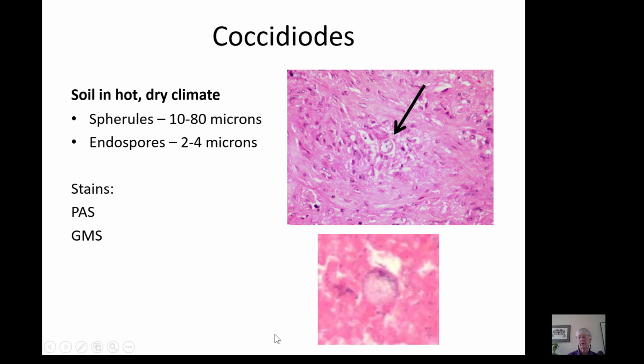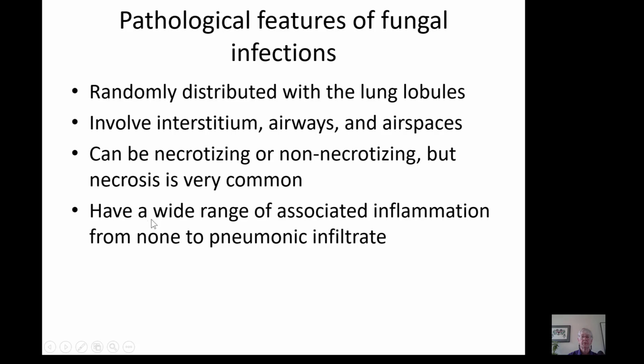The endospores are obviously within the spherule, and when the spherule breaks, it releases the endospores, which go on for further infection. The appropriate stains, again, are PAS and GMS to identify the organism.